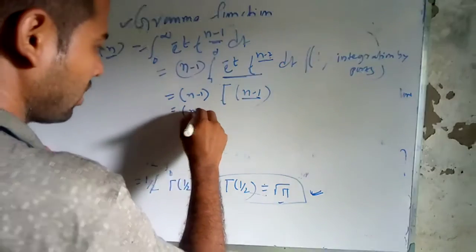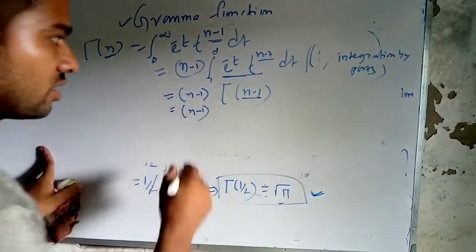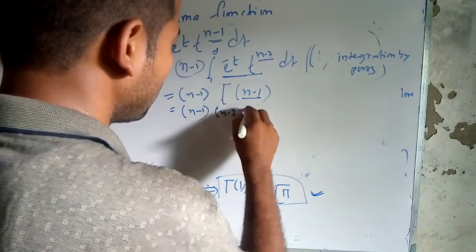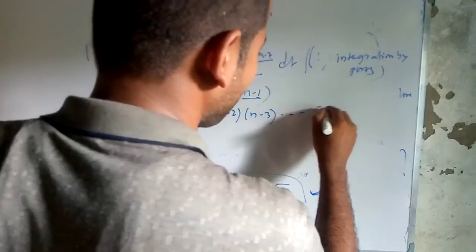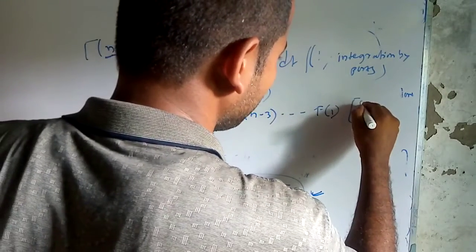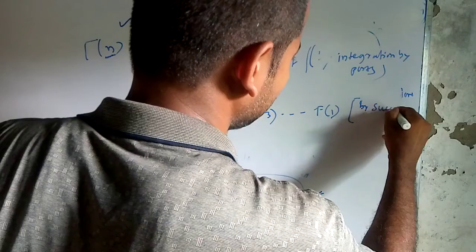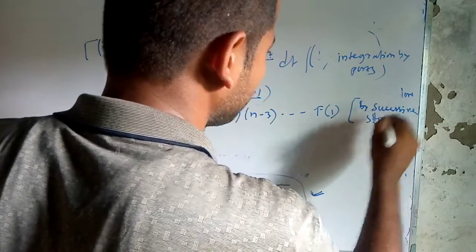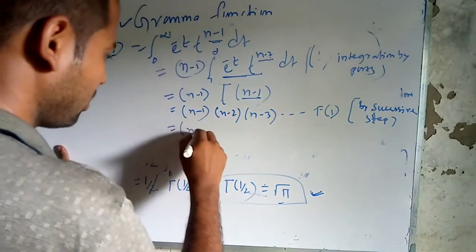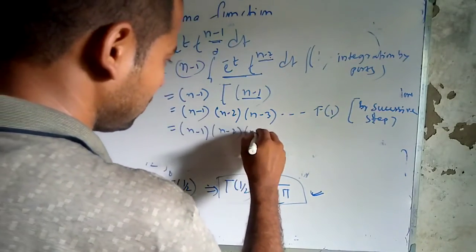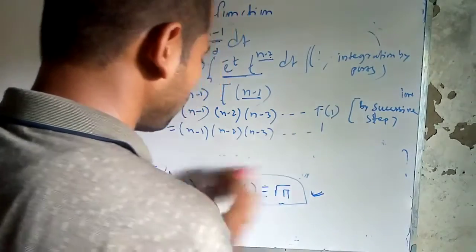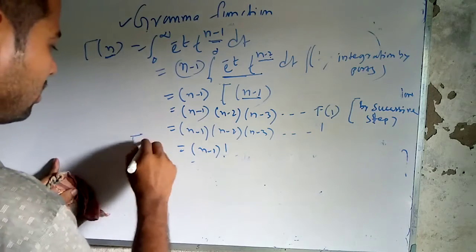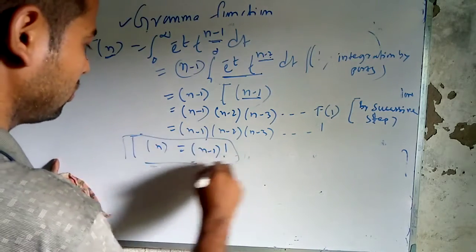By successive integration by parts, it can be written as n minus 1, n minus 2, n minus 3, and so on down to gamma of 1, which equals 1. This is actually the factorial of n minus 1. It is very interesting: gamma of n equals factorial n minus 1.